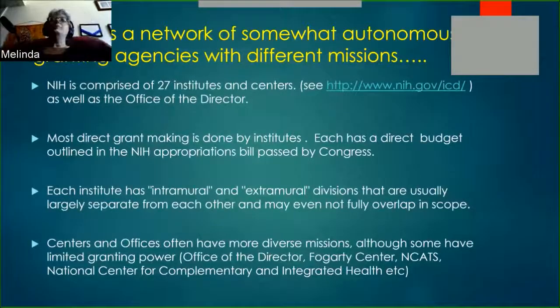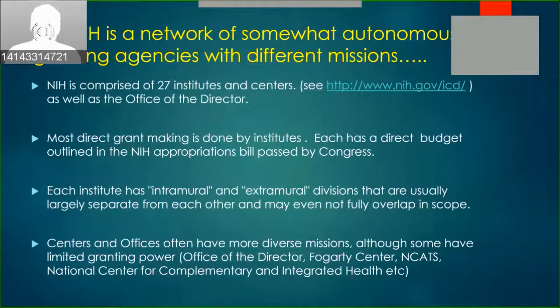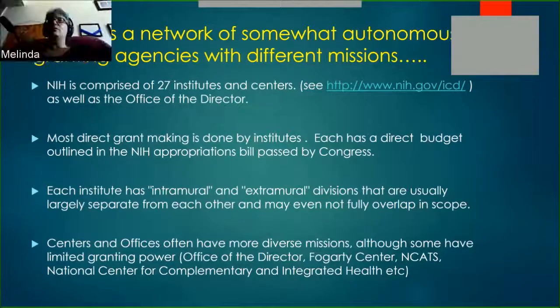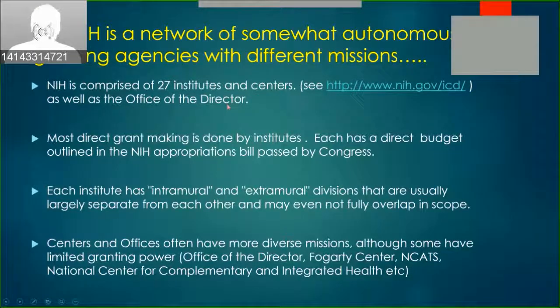Okay. So one of the things that a lot of people who are new to the NIH system have trouble getting their mind around is how to communicate with NIH and how to figure out what's going on. And a lot of this is because it is the National Institutes of Health, and it's really a network of autonomous granting agencies that do share some common infrastructure. Now, currently there's 27 institutes and centers, as well as the Office of the Director.